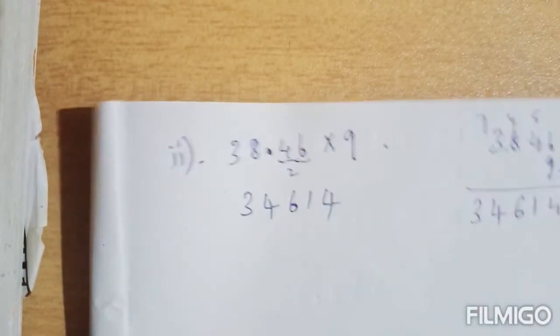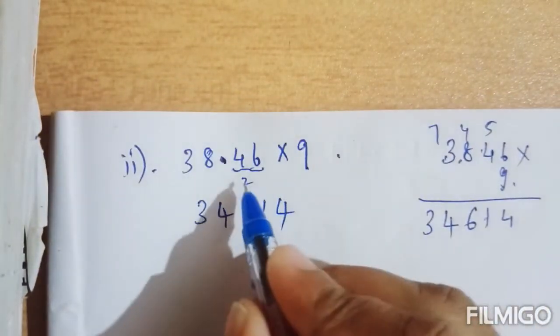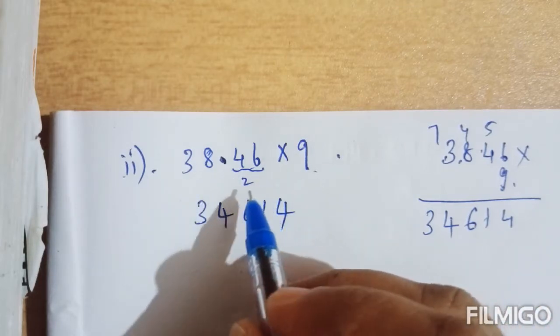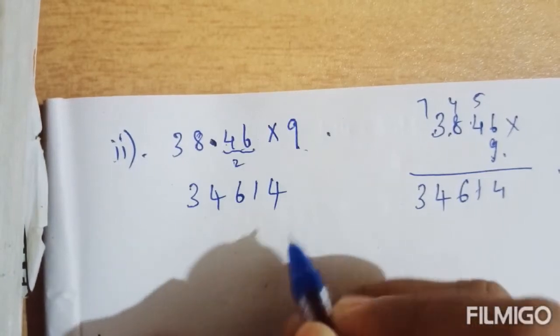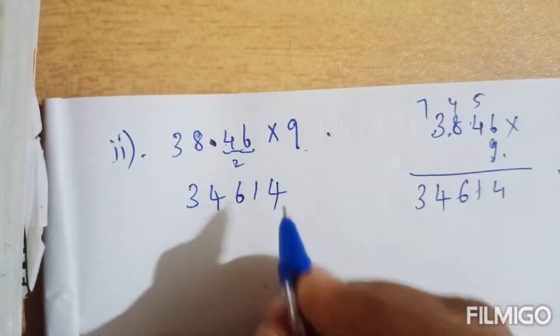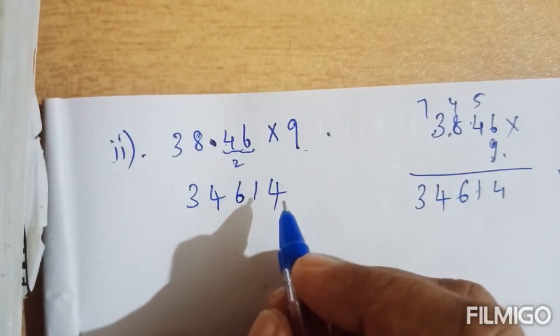In this no digits are coming after the decimal point. So in total only 2 digits are there after the decimal point. So in the answer also 2 digits should be there after the decimal point.